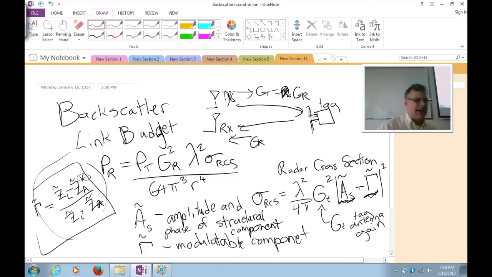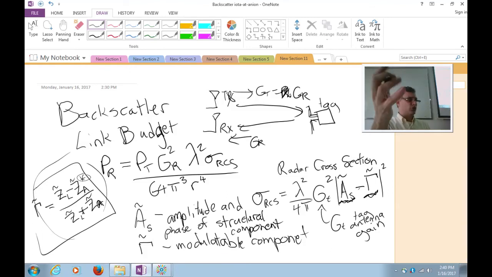That should be ZA. It's the load impedance of what you connected to the antenna, minus the complex conjugate of the antenna impedance itself, divided by those same terms added. Note the denominator has no conjugate. That's right, there's no conjugate. To understand why that's the case, we'll talk about that a little bit later. But you see that this essentially behaves as a reflection coefficient.